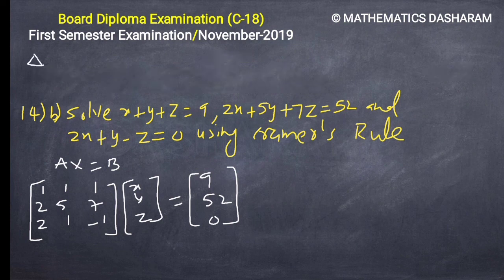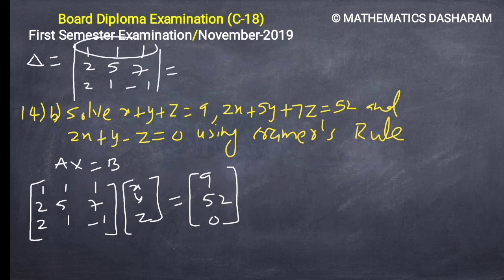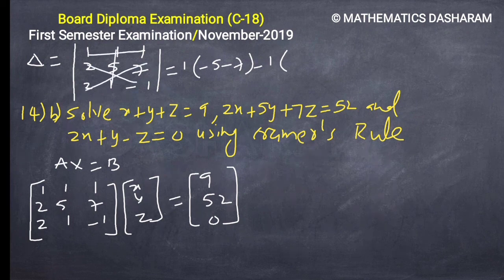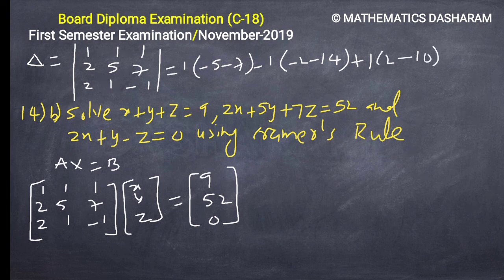First delta, which means the determinant of matrix A: 1, 1, 1, 2, 5, 7, 2, 1, minus 1. Expand along the first row elements. So 1 into bracket of 5 into minus 1 minus 7 into 1, that is minus 5 minus 7. Next minus 1 into, 2 into minus 1 minus 7 into 2, so minus 2 minus 14. Next plus 1 into, 2 into 1 minus 5 into 2. 2 into 1 is 2, 5 into 2 is 10.